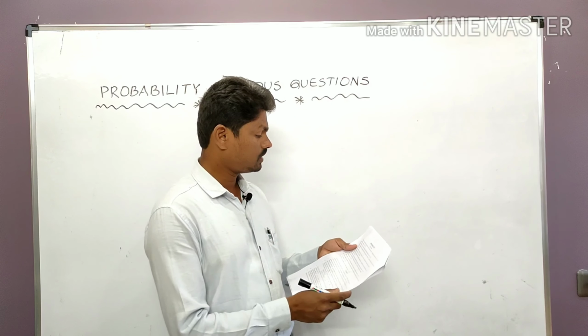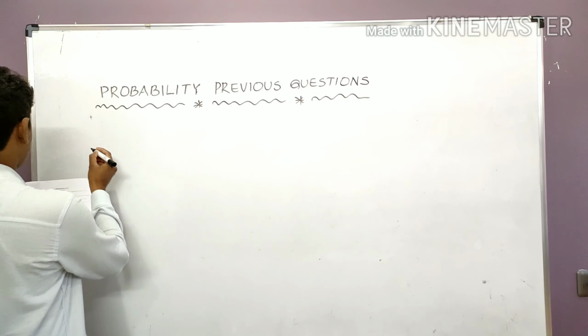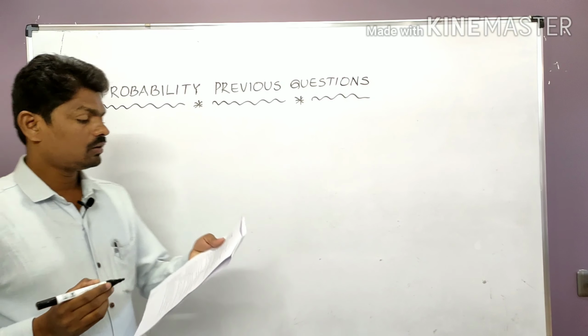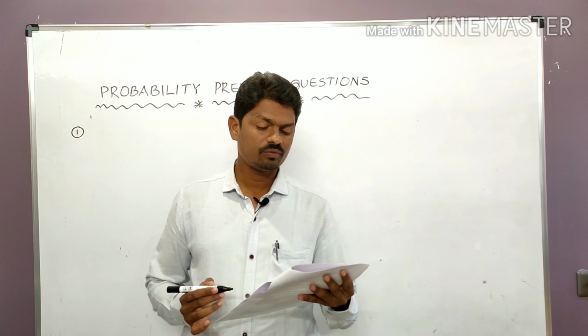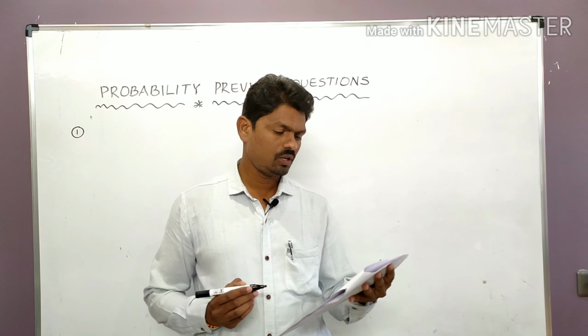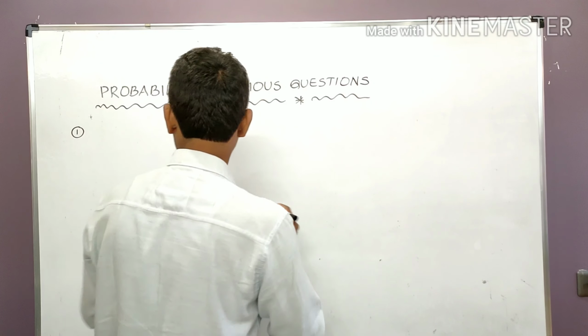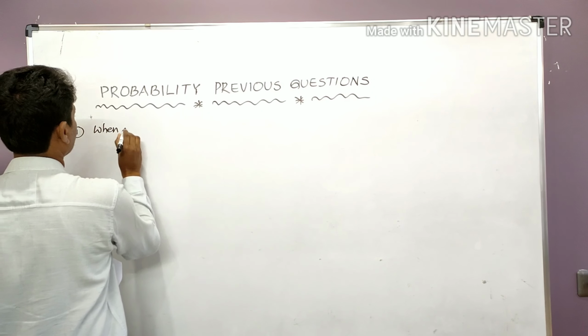See here, there is a problem from probability, 1 mark question. It is a March 2015 question. So what he asked, see here: when a die is rolled once, what is the probability of getting a multiple of 3 out of possible outcomes? So this he has asked, student.